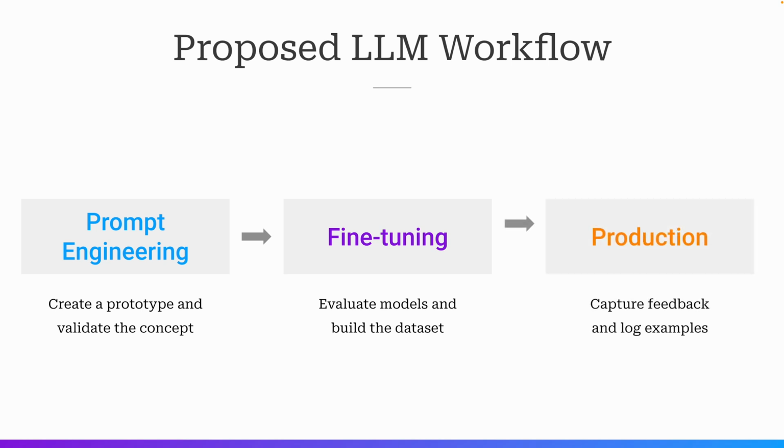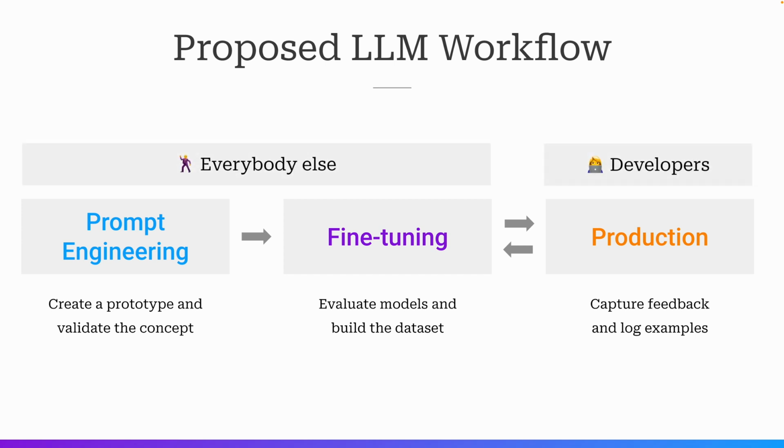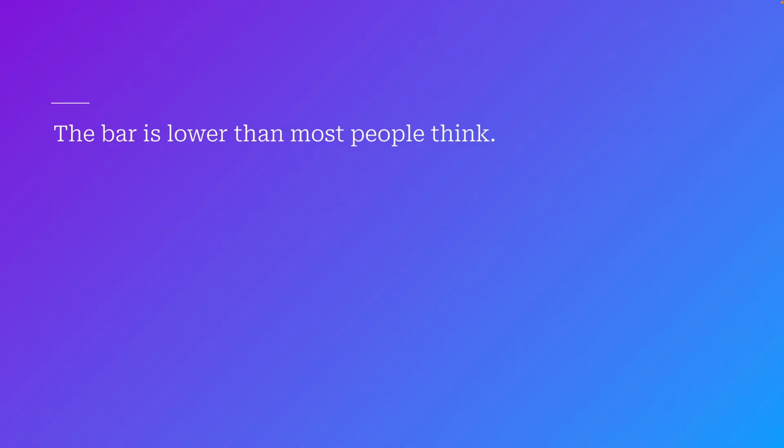Then you move your model into production and you can capture feedback and log examples and take those examples and feed the best ones or the most useful ones back into your fine-tuning dataset. So it becomes this process of continuous improvement. And where we need the developers is moving that model into production. And it opens up a huge opportunity for other people to be prompt engineers and fine-tuning experts and do all of that without writing a single line of code. And the bar is lower than most people think to fine-tune a model.